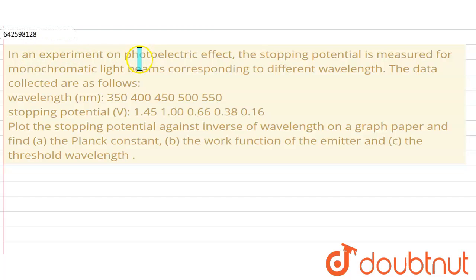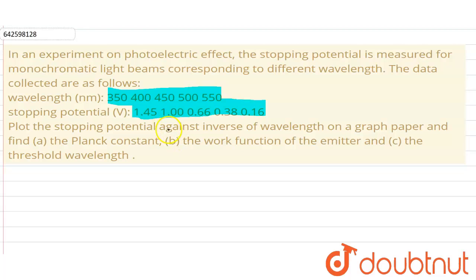Hello everyone, so our question is, in an experiment of photoelectric effect, the stopping potential is measured for the monochromatic light beam corresponding to different wavelength. The data collected are as follows. The wavelength in nanometers is 350, 400, 450, 500, 550 and corresponding stopping potential is in volts as 1.45, 1, 0.66, 0.38 and 0.16. We have to plot the stopping potential against inverse of wavelength on the graph paper, and we have to find the Planck's constant, the work function of the emitter, and the threshold wavelength.